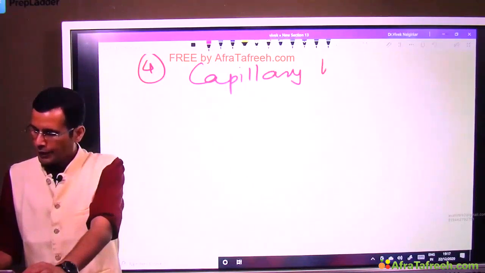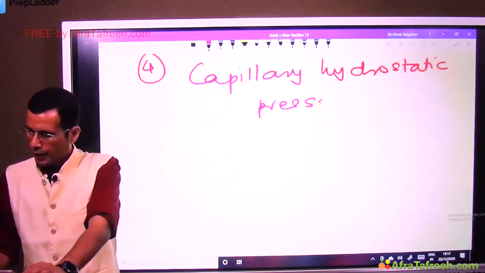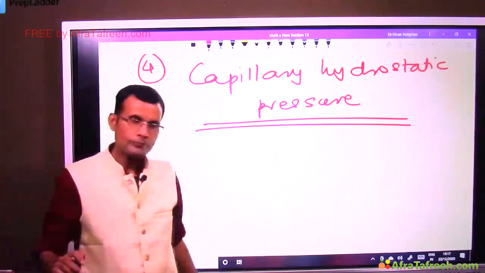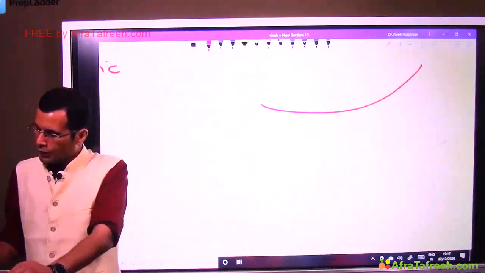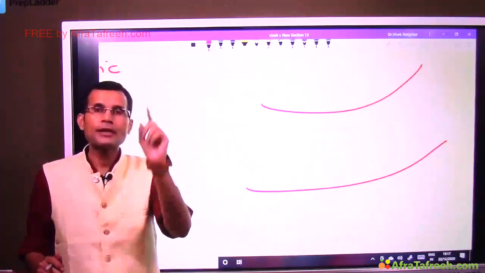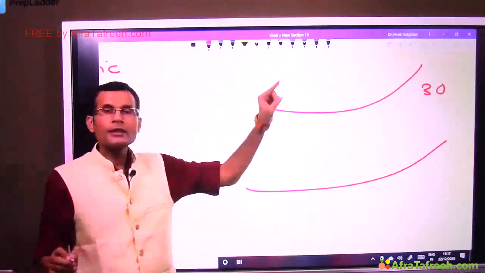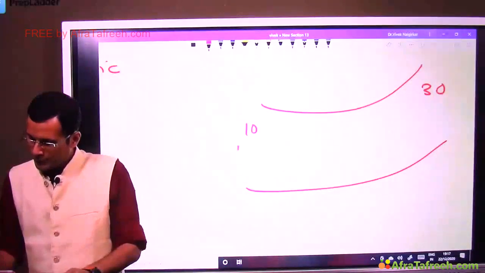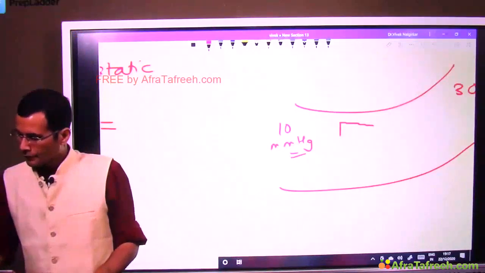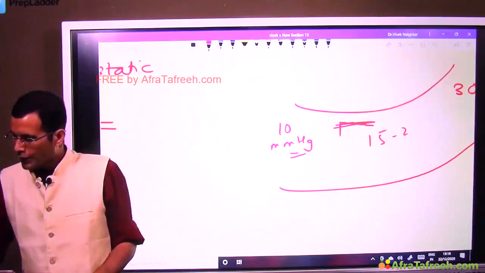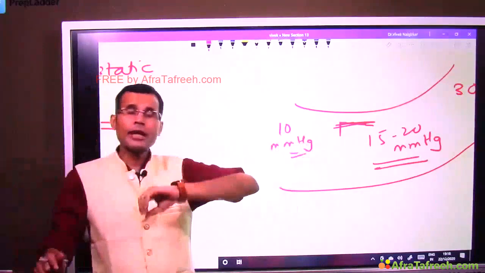Capillary hydrostatic pressure. If you remember, elsewhere in the body, in the systemic circulation, please recall the CVS chapter, we have seen this, that at the start of the capillaries the pressure is 30 mm of Hg, by the end of the capillaries the pressure is 10 mm of Hg, and therefore average capillary pressure is 15 to 20 mm of Hg. Right? That's the average capillary pressure elsewhere in the body.